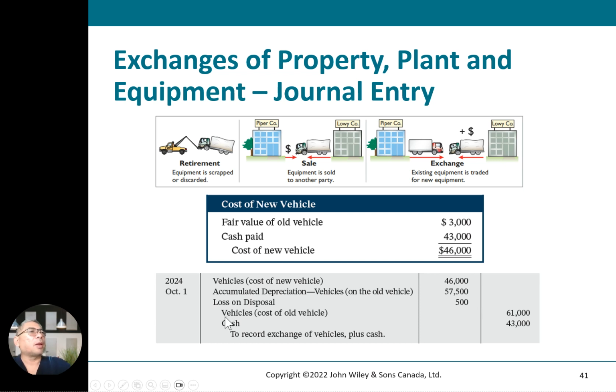Vehicle cost of old vehicle credit 61,000 and cash credit is 43,000. Where do you get this? This is coming from here, cash paid. This is to record an exchange of vehicle plus cash, because you have to pay cash on it.